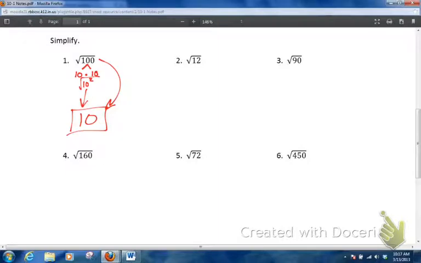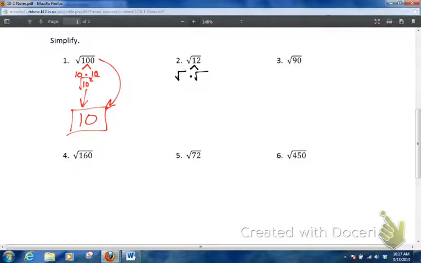Now, the first method I'm going to show you is usually the method I use, but this is the easiest only if you know your perfect squares. I'm going to break square root of 12 into the square root of something times the square root of something. And I'm going to make one of these two things a perfect square.